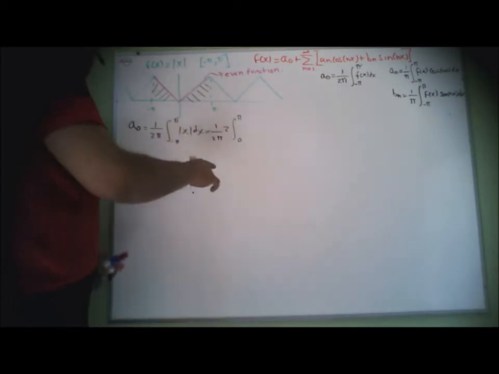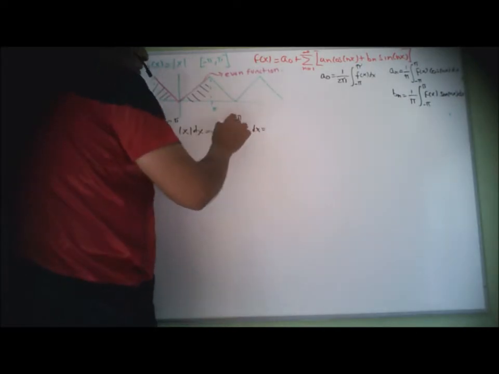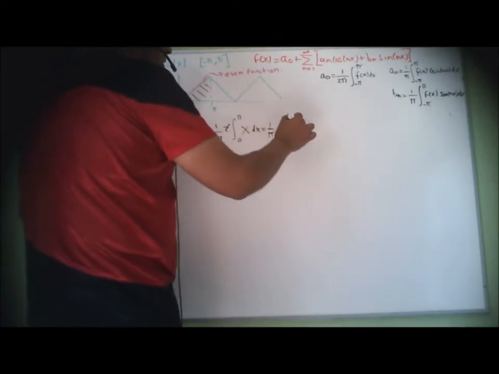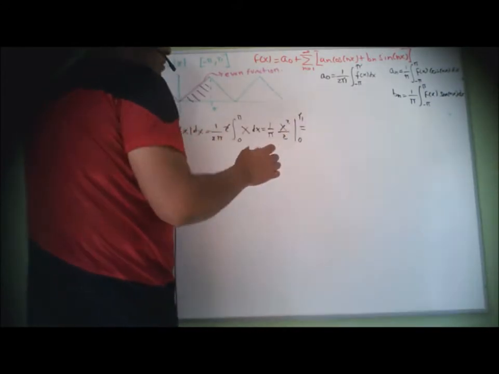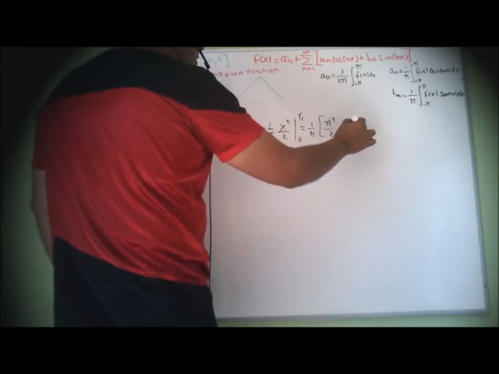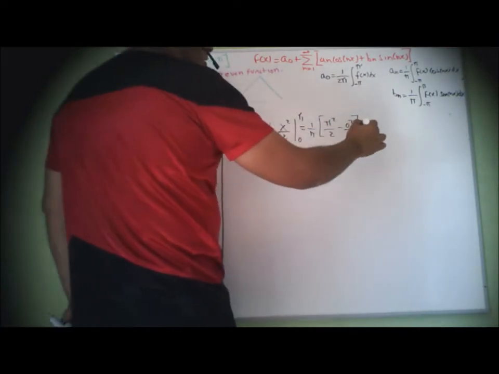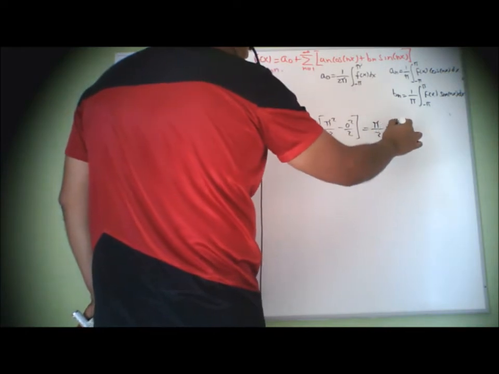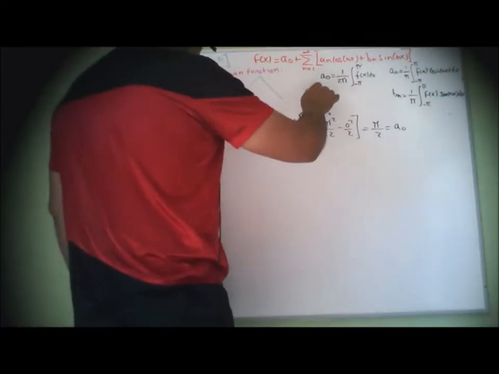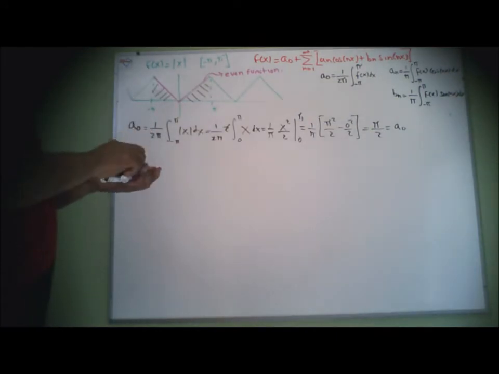And because it is on the positive side, you only need x differential of x. So this is going to be 2 and 2 cancel, 1 over pi. The integral of x is x squared over 2 from 0 to pi. So it's 1 over pi, and then pi squared over 2 minus 0 squared over 2. This is just pi squared over 2. Now, pi squared over pi is just pi, so it's going to be pi over 2. This is the value of a0. The objective here is just to calculate the coefficients a0, an, and bn.